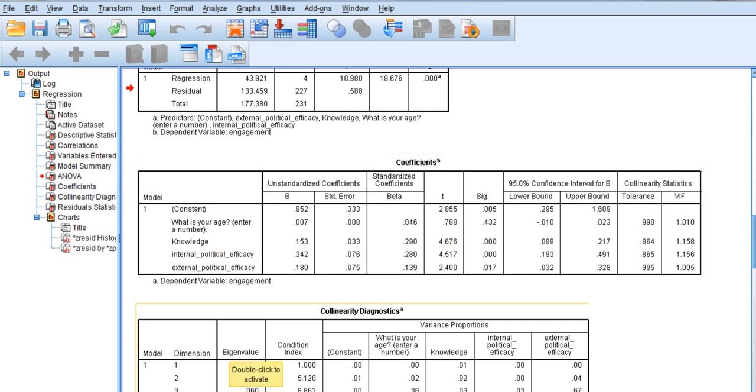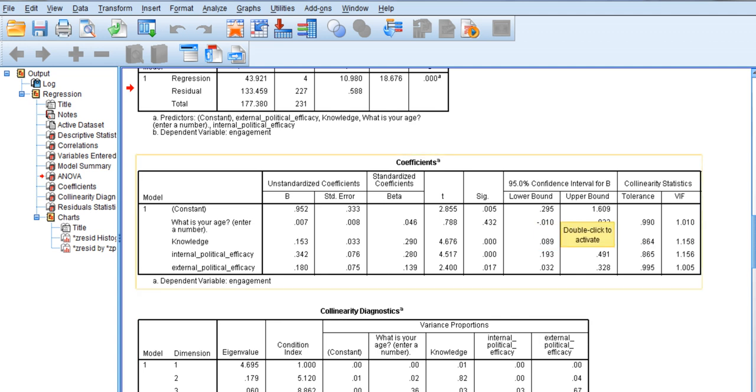So to interpret one of these, for instance, knowledge, for each standard deviation that knowledge increases, we expect engagement to increase by 0.29 standard deviations. For each standard deviation that internal political efficacy increases, we expect engagement to increase by 0.28 standard deviations. And for external political efficacy, for each standard deviation that it increases, we expect engagement to increase by roughly 0.14. So those have the same significance test as the unstandardized coefficients.